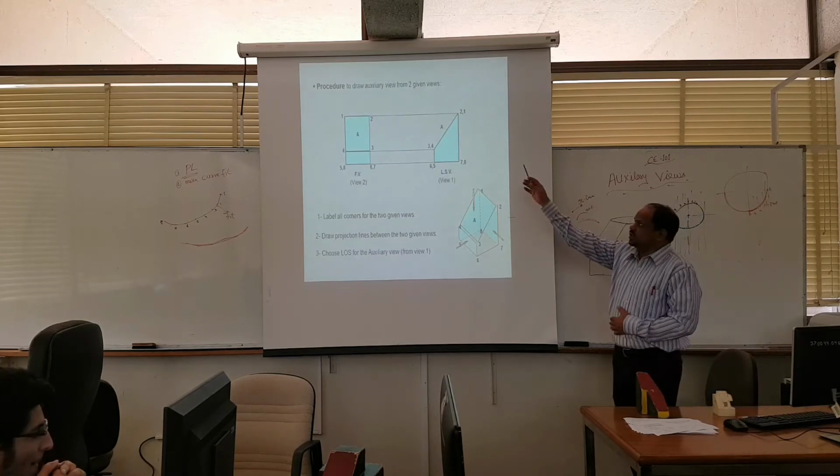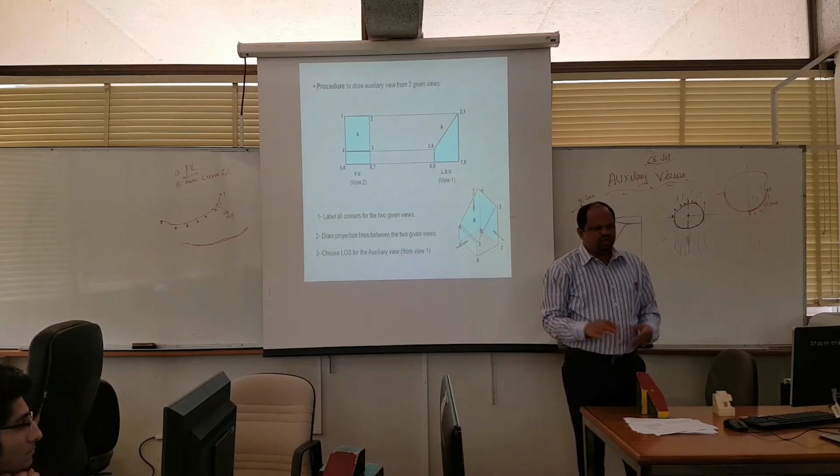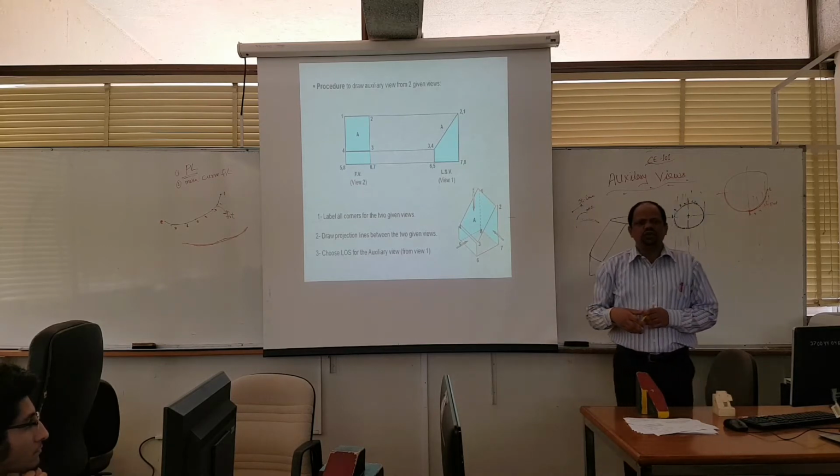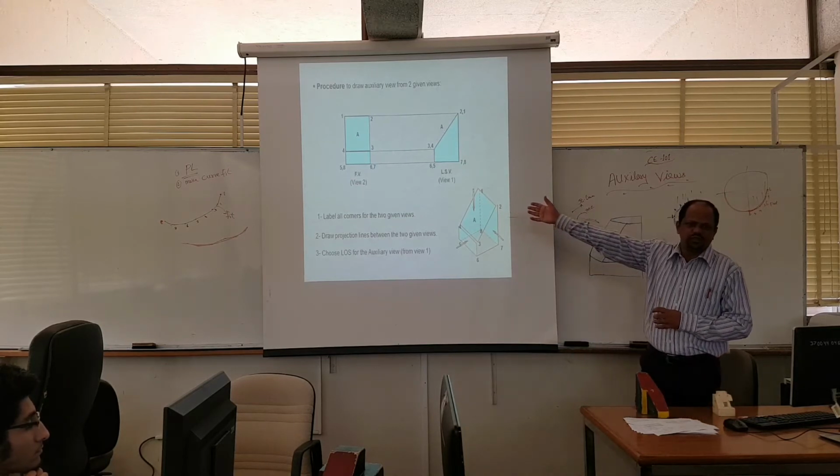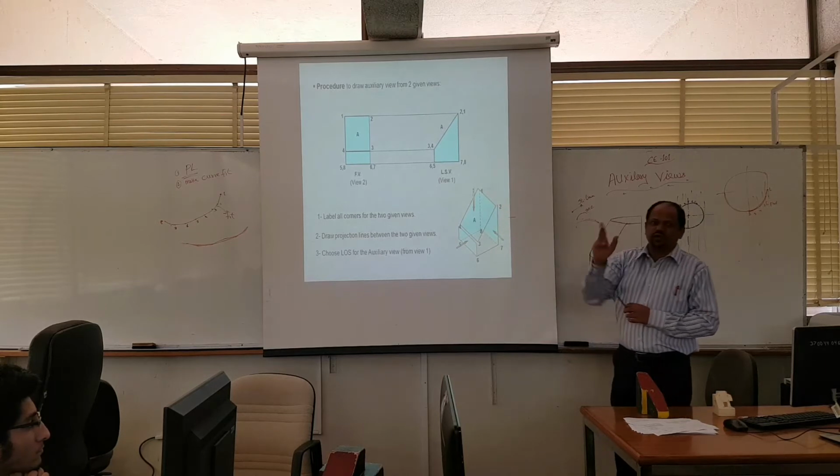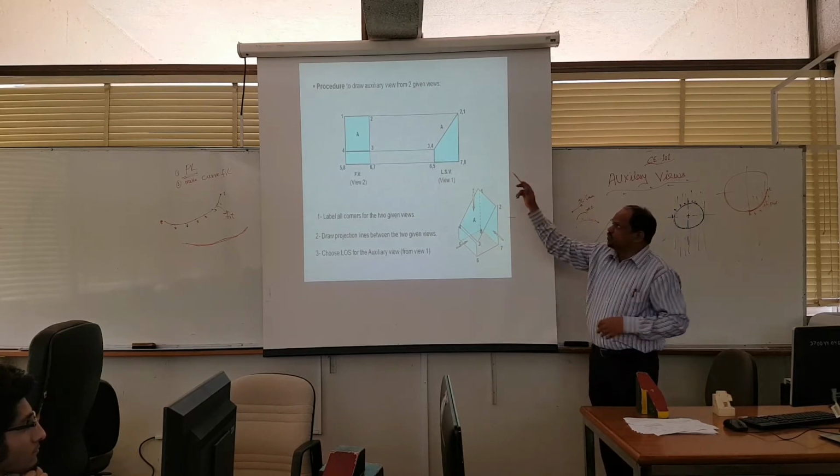Now what is the procedure that we will follow to draw an auxiliary view? There are one or two different types of procedure, but this is the procedure we will follow. It's simple: using two reference lines, how to draw the fourth view.